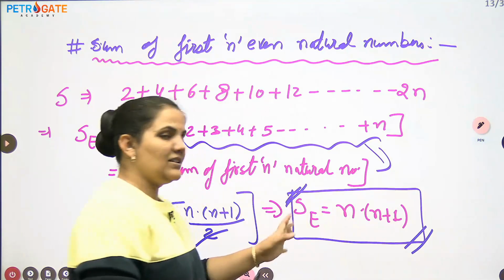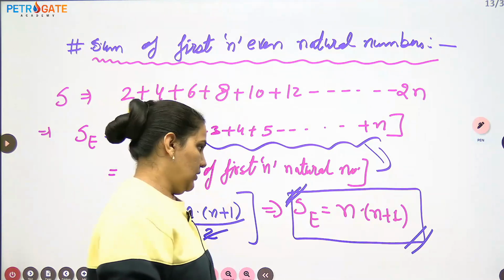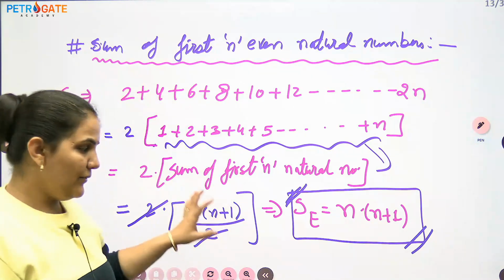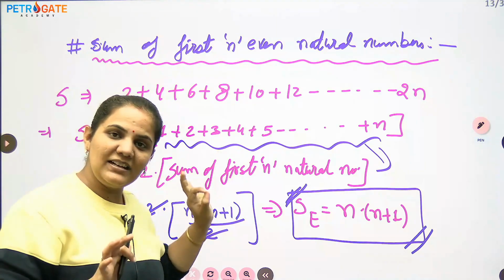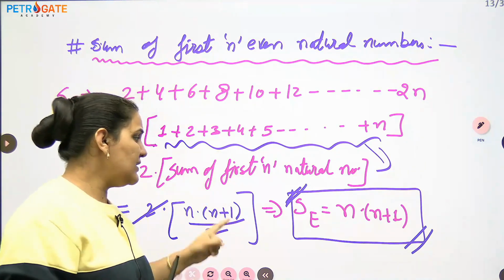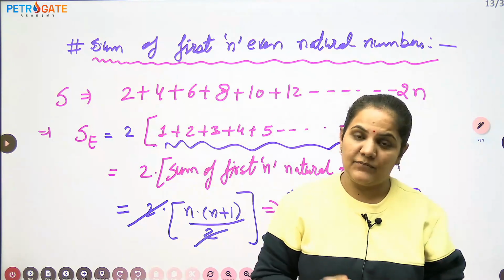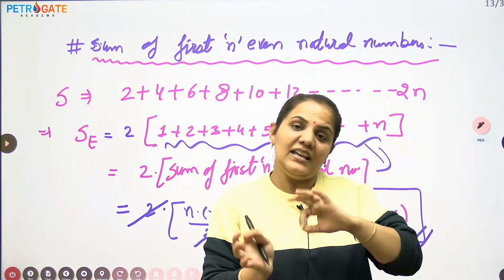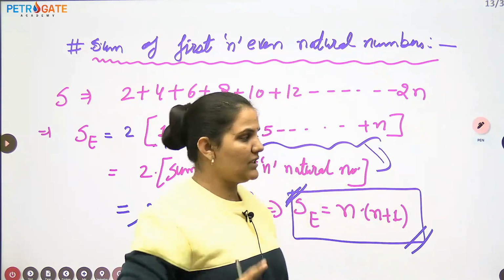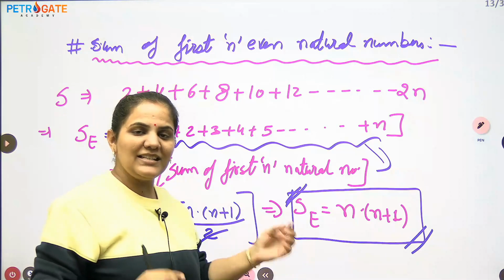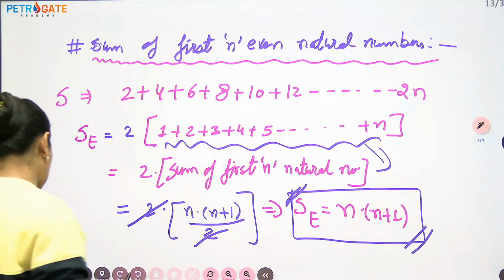Nothing can be easy other than this. Clear? So it should be clear in your mind that we are going to have a discussion on each and every formula, and the formula is crystal clear in your mind. So whenever you have to talk about the sum of first n even natural numbers, you will say the formula is n into n plus 1. Done. Let's have a discussion with an example.